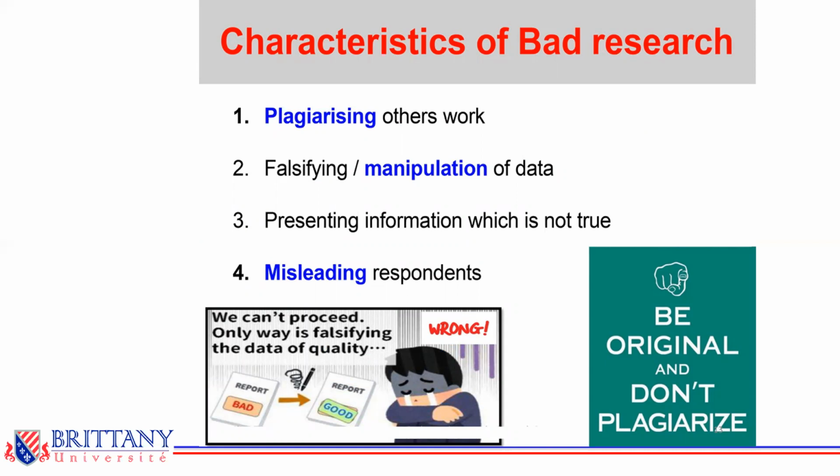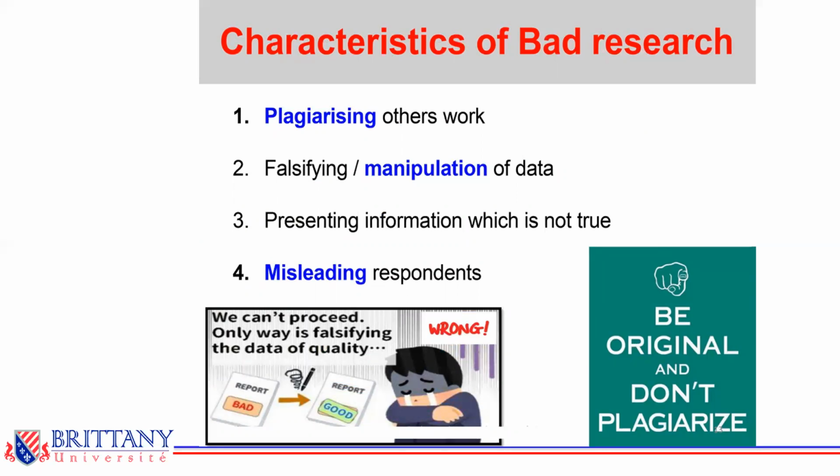So earlier I showed you the good research. What are the points you must have? What are the things you must have? Now, this is the characteristics of a bad research. A bad research, number one, is plagiarizing, copying other people's work. You're writing a bit, and then you're copying from others.